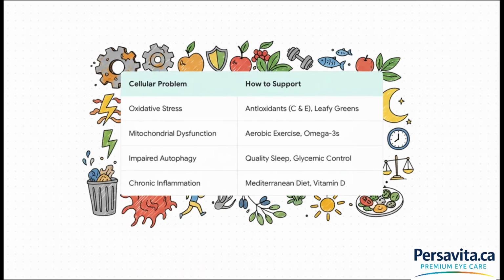So what in the world do we do about this? Well, here is your basic maintenance plan for that cellular engine room. To fight the rust, you load up on antioxidants. For the power failure, things like aerobic exercise and omega-3s are absolutely key. And to help with that waste buildup and the overheating of inflammation, you really want to focus on good quality sleep and a healthy diet.